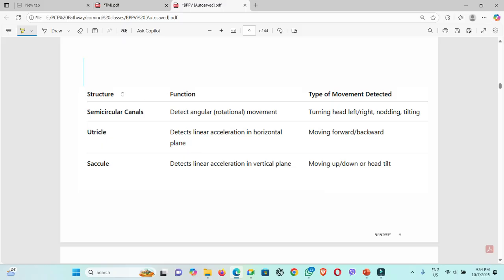Again, summarizing once again, semicircular canals detect angular or rotational movement. Utricle detects linear acceleration in the horizontal plane. Saccule detects linear acceleration in the vertical plane. So the semicircular canal detects turning the head left and right, rotational movement, nodding, and tilting.